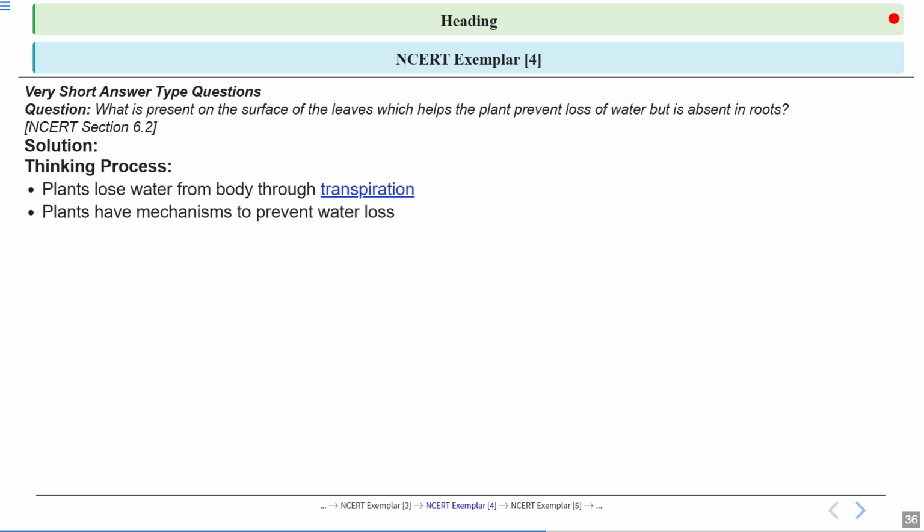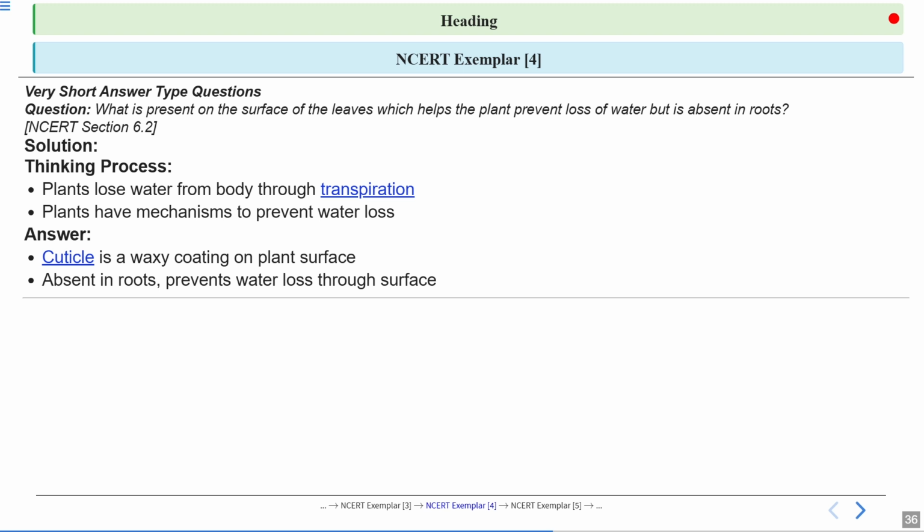Plants have a mechanism to prevent water loss. They want to keep that water because the water is very, very essential. They require it for photosynthesis as a raw material. So they do not want this water to get lost. Now, the cuticle is a waxy coating that is present on the plant surface, just above the epidermis. But this cuticle is absent in roots and its main function is to prevent water loss through the surface, right?